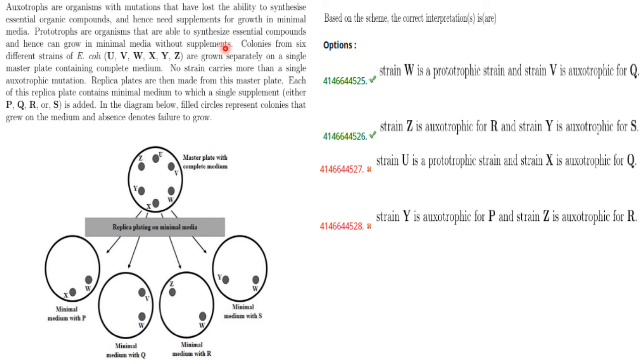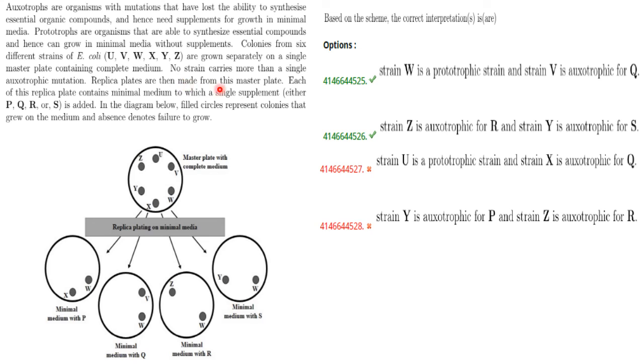Colonies from 6 different strains of E. coli U, V, W, X, Y, Z are grown separately on a single master plate containing complete medium. That is this. This is the master plate containing complete medium. No strain carries more than a single auxotrophic mutation. So each strain is having some kind of auxotrophic mutation and that too only a single auxotrophic mutation is present.